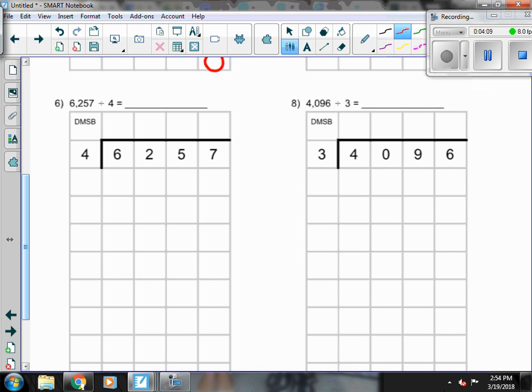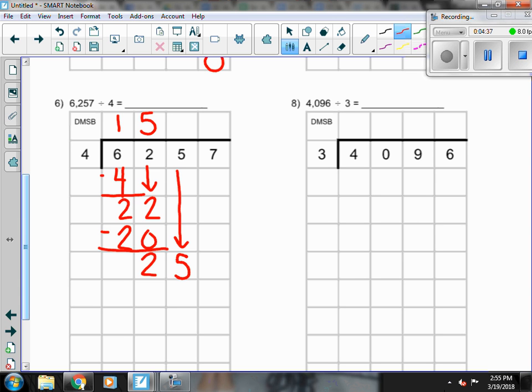Number 6. Our numbers are longer, but my steps all stay the same. 4 goes into 6 once. 1 times 4 is 4. Then I subtract. And bring down. And start over with 22. 4 goes into 22 5 times. Multiply. 5 times 4 is 20. Subtract. 22 minus 20 is 2. And bring down. And start over with my new number of 25.